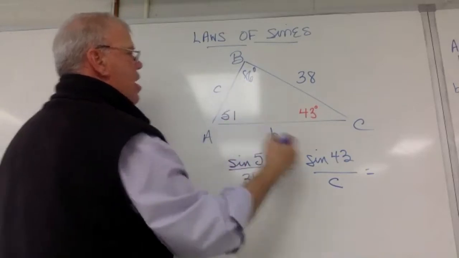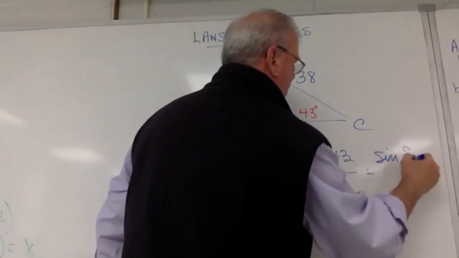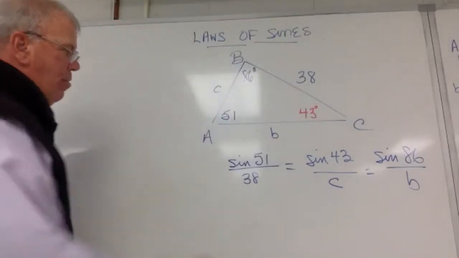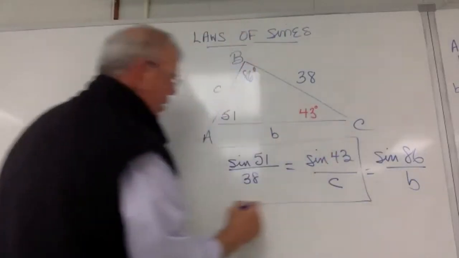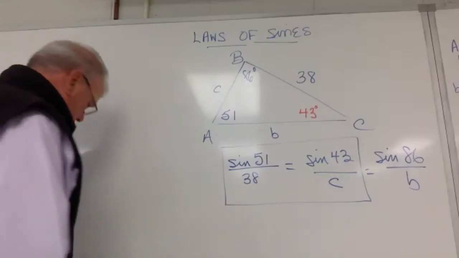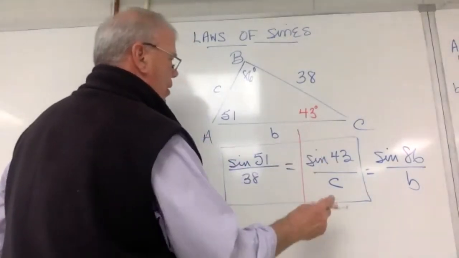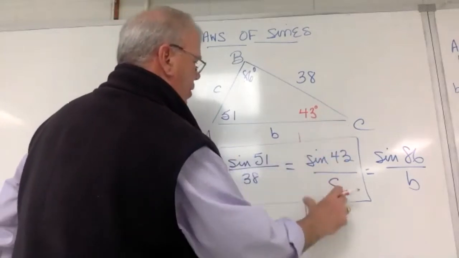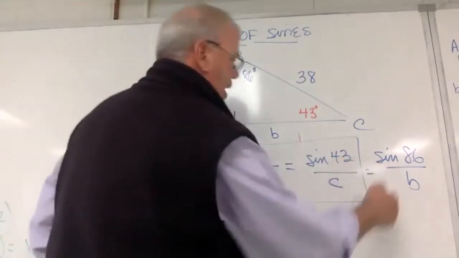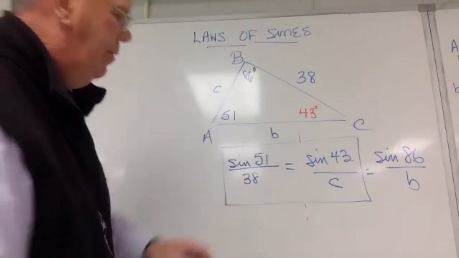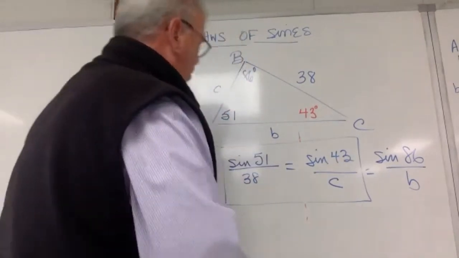Sine of 86 over sine B. Now, if you remember what Coach Pombalski did, there's your first problem. And where's your second problem? You're going to take this and put it with that, right? Does that make sense? So let's go find B first. All right?